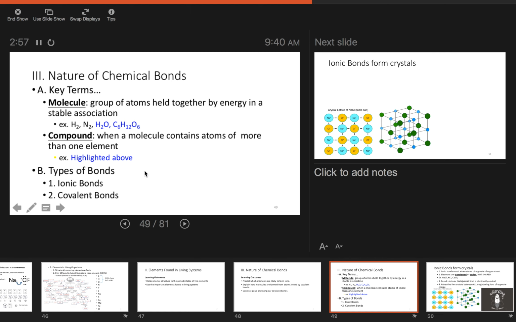Now there are 2 types of bonds that we're going to focus in on. Ionic bonds, which I've briefly covered in the previous sections, are when electrons are being transferred, like sodium and chlorine, how sodium just gives up that 1 electron to chlorine so they can both be happy and have filled outer energy levels. In those cases where electrons are being transferred or taken, we call them ionic bonds.